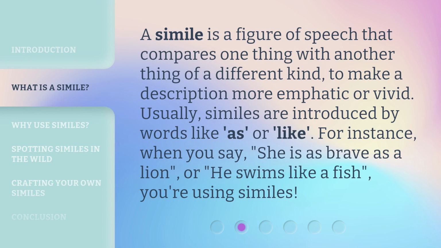A simile is a figure of speech that compares one thing with another thing of a different kind, to make a description more emphatic or vivid. Usually, similes are introduced by words like as or like. For instance, when you say, "She is as brave as a lion," or "He swims like a fish," you're using similes.